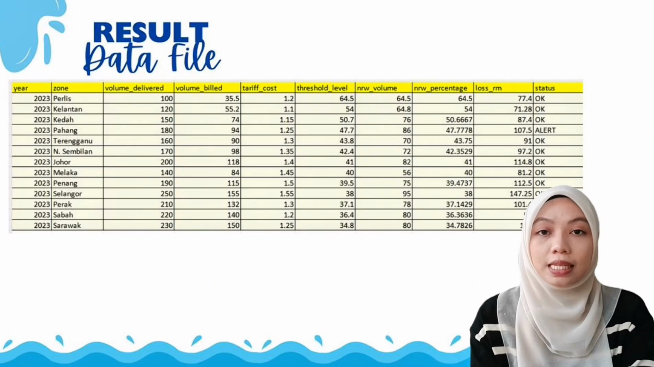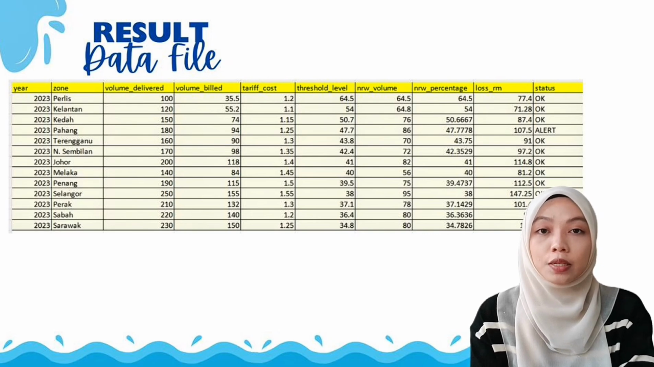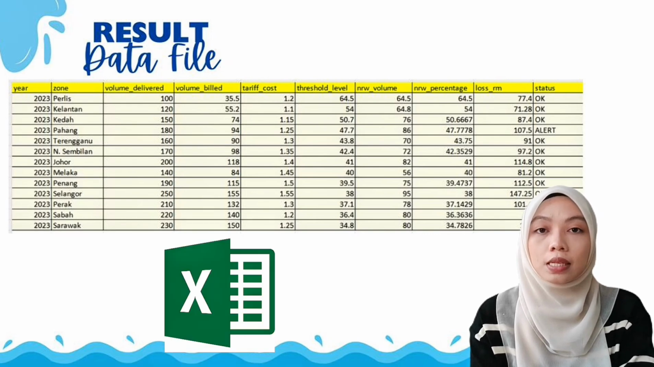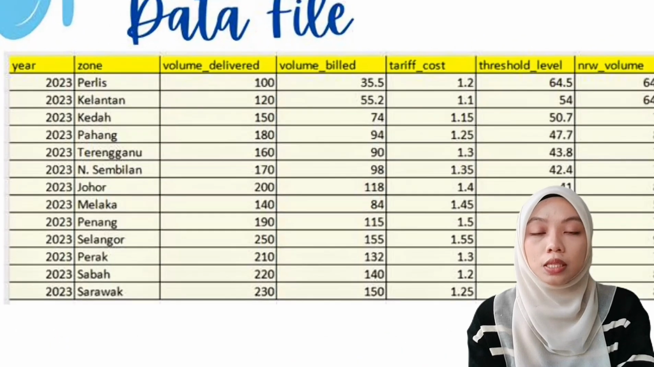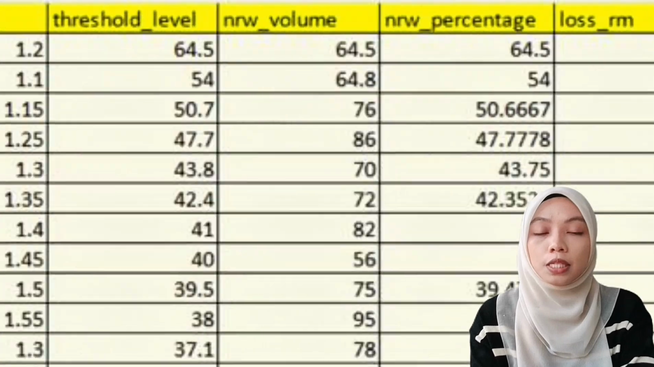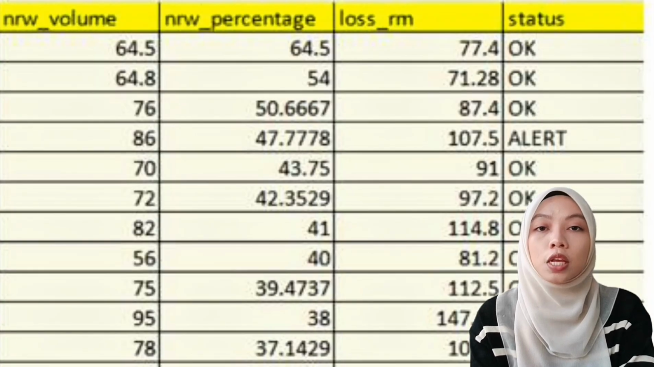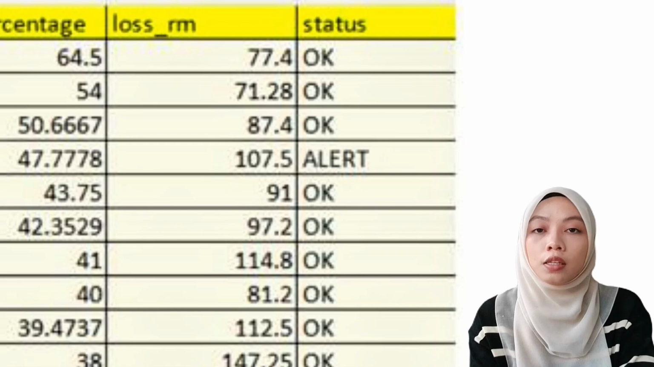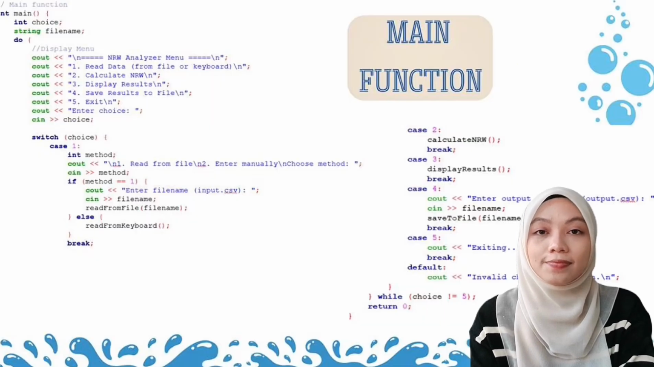This is the result that is saved in the output.csv file. It can be opened using software like Microsoft Excel or Notepad. As you can see here, each row represents one zone, and it contains important data like the year, the name, supply volume, billed volume, NRW percentage, and total RM loss. And the most important is the zone status, whether it's OK or alert.